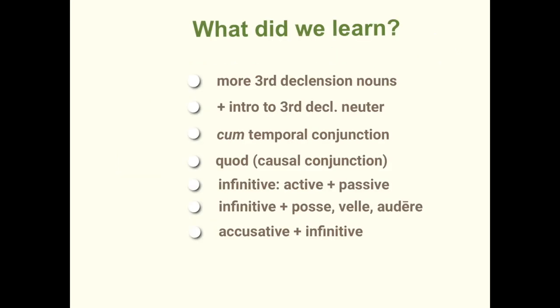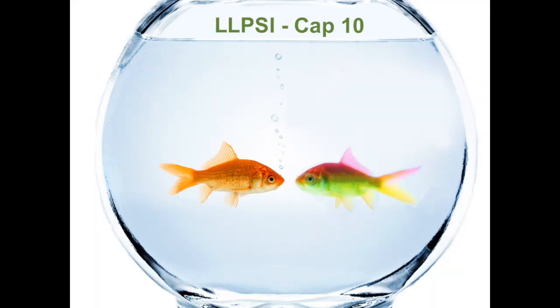So in this tutorial, we've talked about third declension nouns. We've talked about the introduction to third declension neuter nouns, cum being used as a temporal conjunction, meaning "when," quod being used as a causal conjunction, meaning "because." We've talked about the infinitive, both the active form and the passive form of the infinitive. We've talked about constructions that use the infinitive plus posse, velle, and audere. And finally, we touched on the accusative plus infinitive construction.